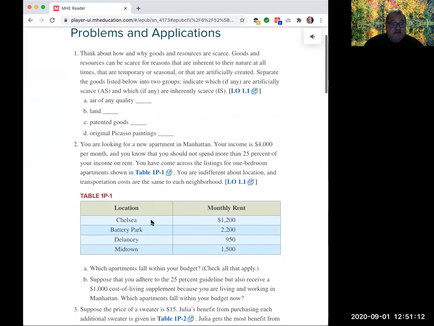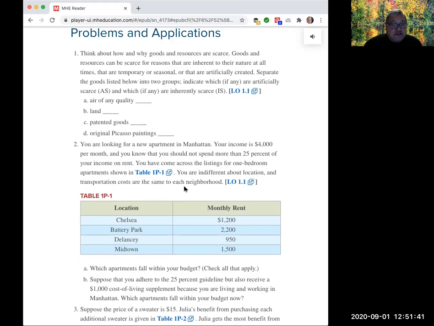For example, look at problem 2 here. It's a problem about the concept of scarcity. It says you're looking for a new apartment in Manhattan. You're making $4,000 a month. And in addition, you're given that you should not spend more than a quarter of your income on rent, which means you shouldn't spend more than $1,000 on rent.